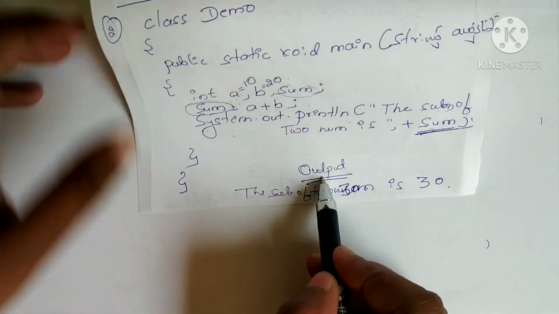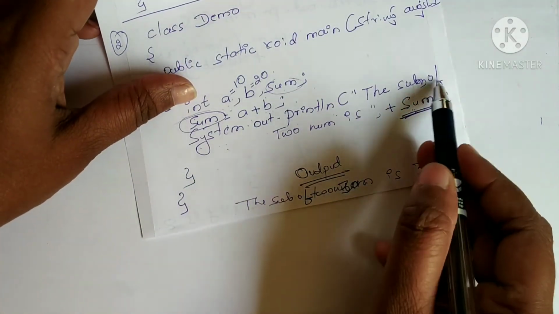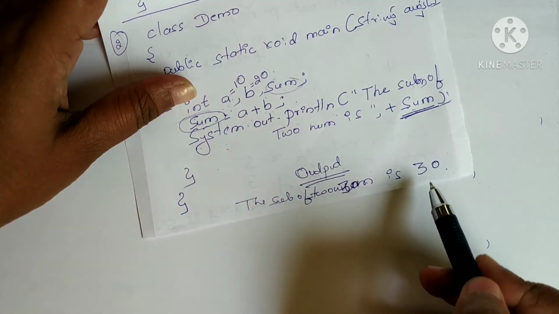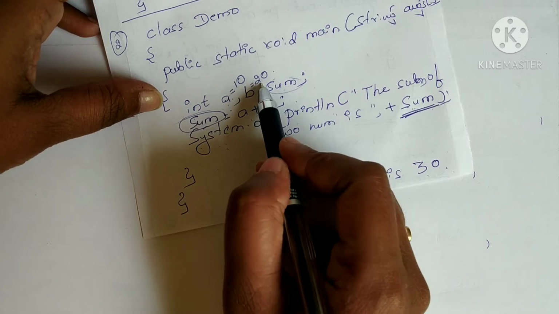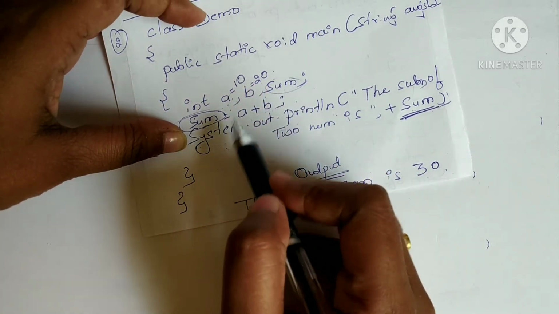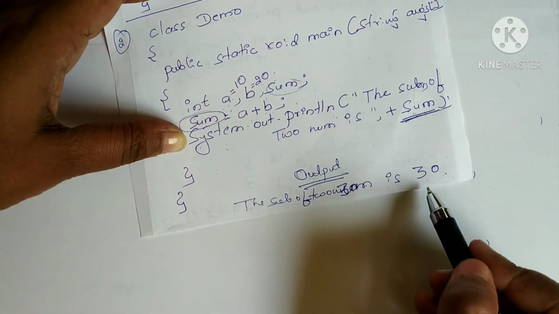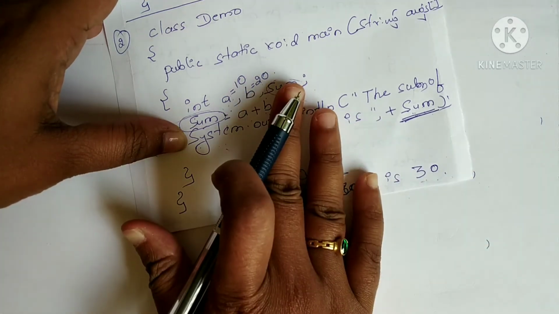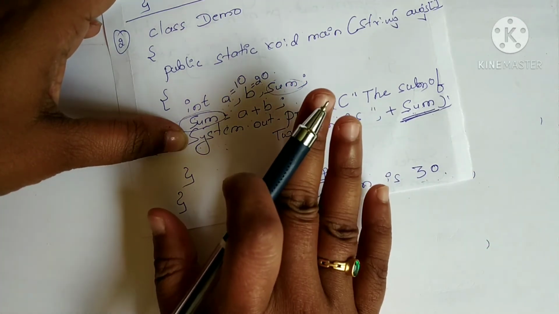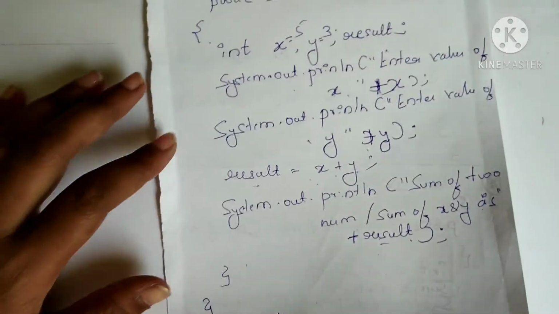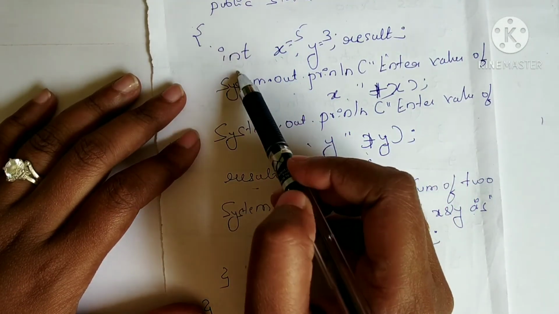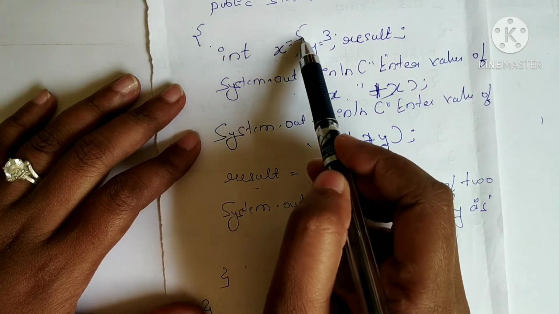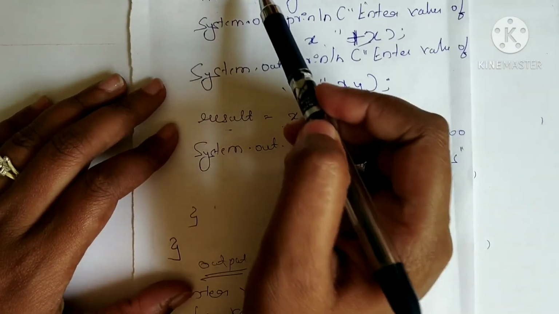The output is the sum of two numbers is 30. A value is 10, B value is 20. Because of that, 10 plus 20 is 30. This is the second way of writing a program. In the third one, we initialize the variables and assign the values also.